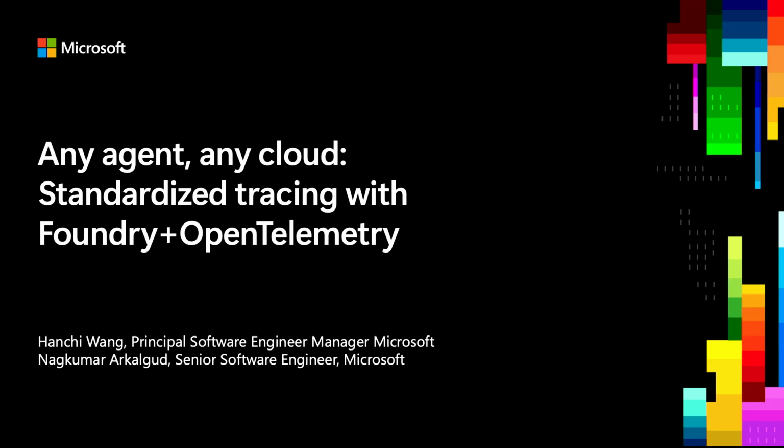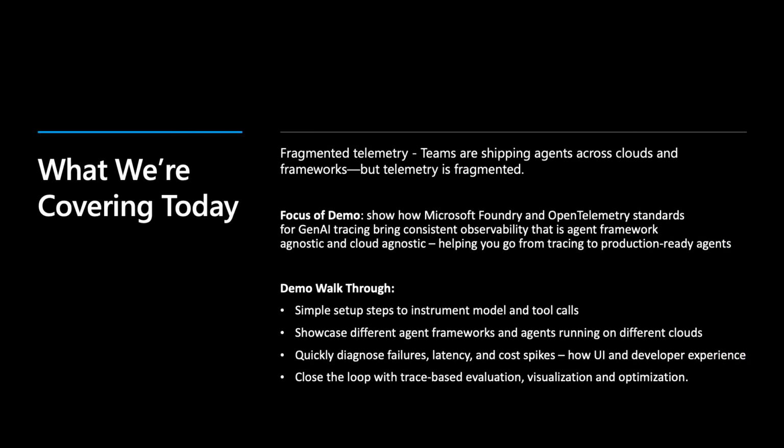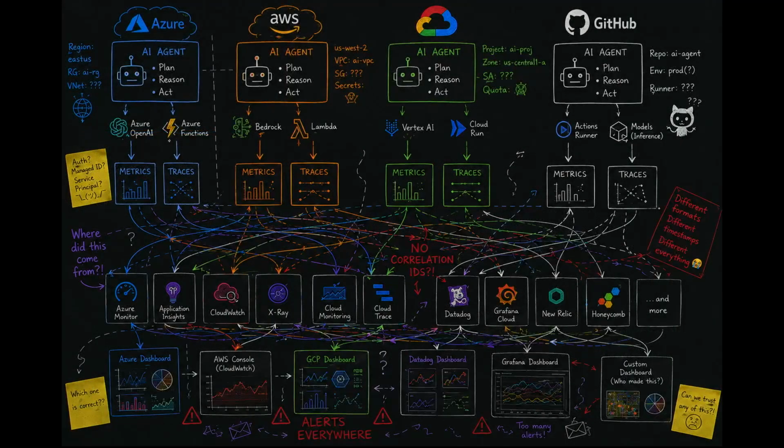So what we hear from customers again and again is that the production reality is that big enterprise companies really have this heterogeneous agent setup, right? So maybe a product team picked Foundry's prompt agents because it's easier to iterate on the portal, right?